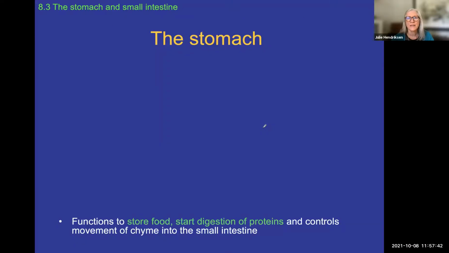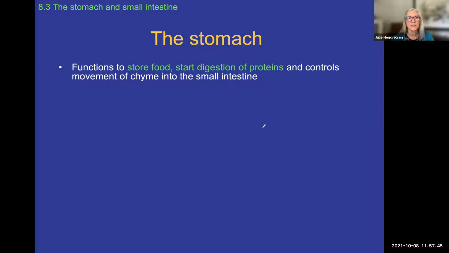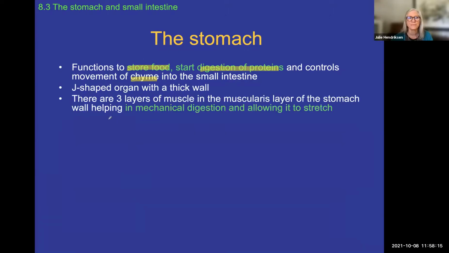So to emphasize again the function of this particular digestive organ, we will, of course, store food, but not for very long. It enters the stomach and leaves within 2 to 6 hours. We will start digestion of proteins. So think of protein digestion starting here, whereas carbohydrate digestion started in the mouth. And remember, I mentioned this material called chyme. This is going to be the semi-digested material that goes from the stomach to the next location, which is our small intestine.